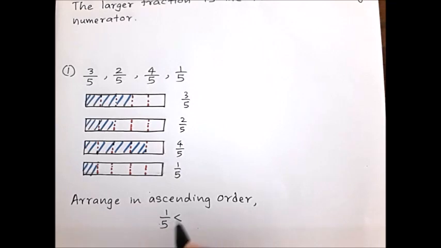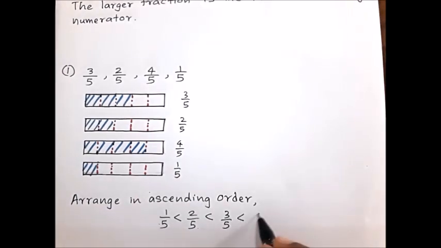It is 1 over 5. The next one is 2 over 5. Next one, 3 over 5. And the largest one is 4 over 5.